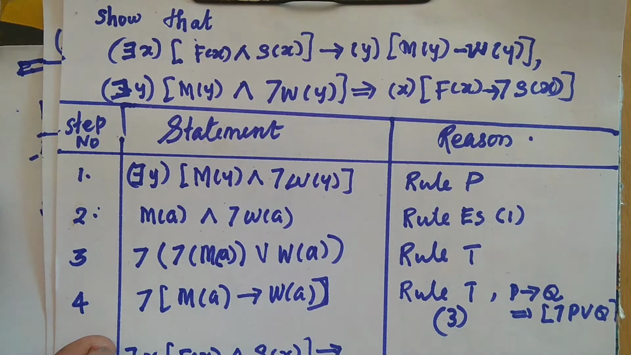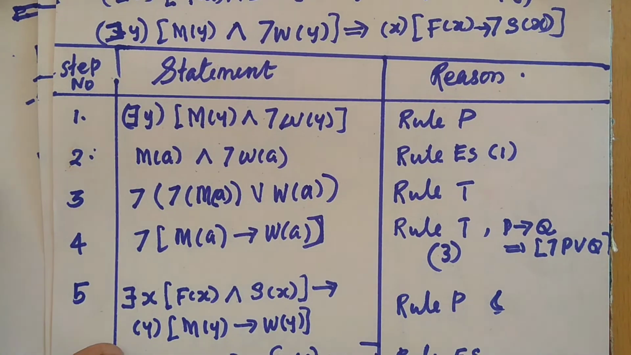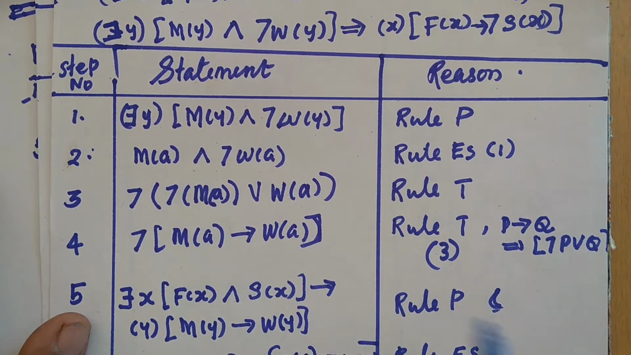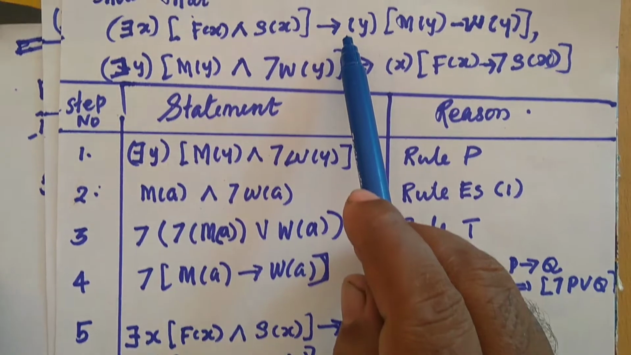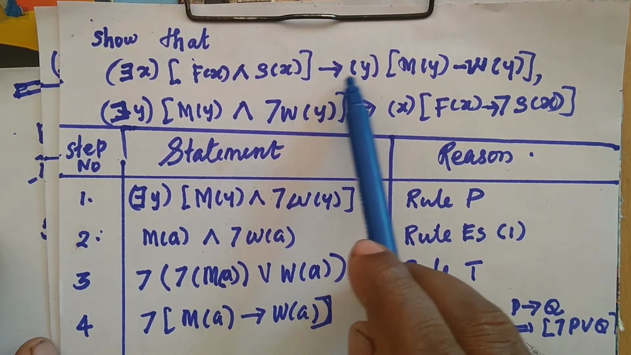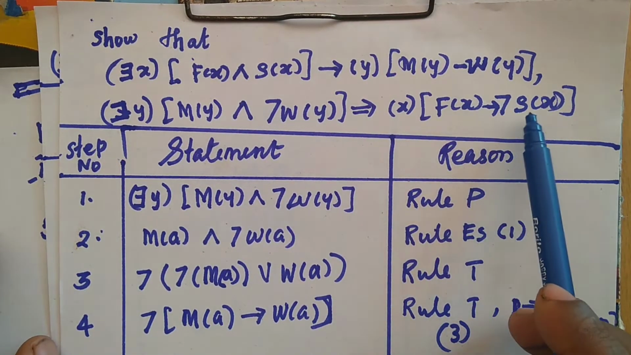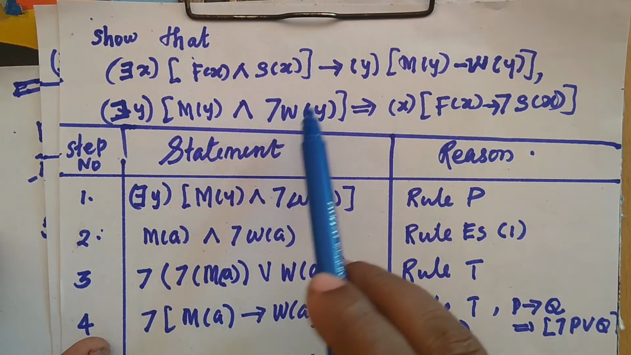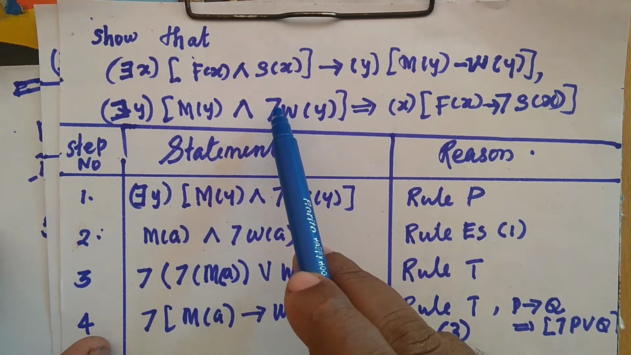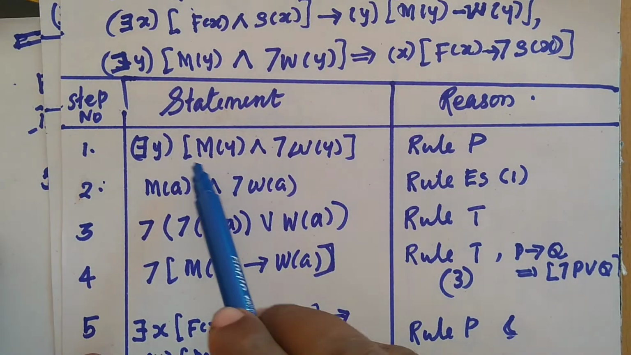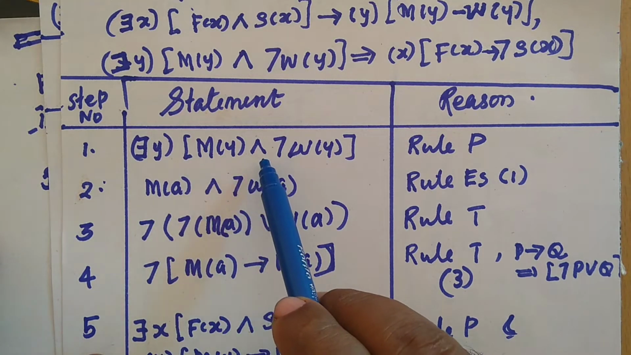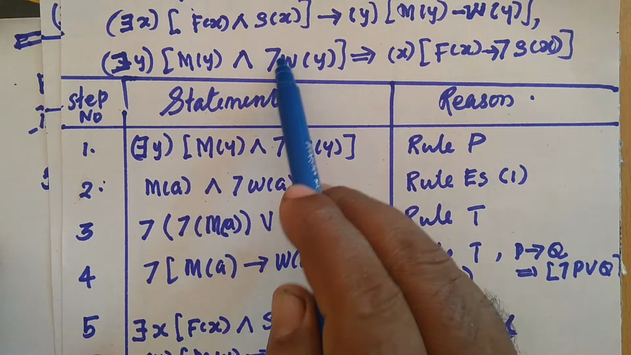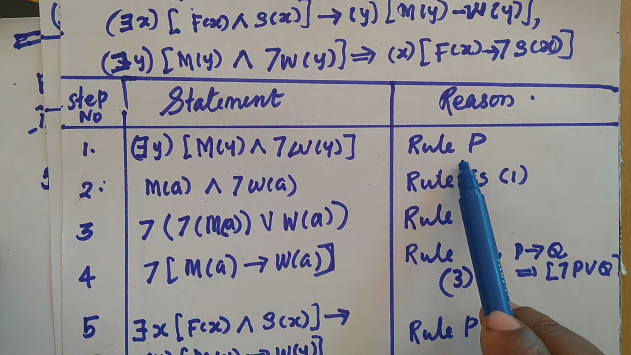So first, here this term contains implies. This term contains implies, but this term contains no implies. So let us take this term, that is there exists y, M of y and negation W of y. We introduced this statement, that's why we put rule P.